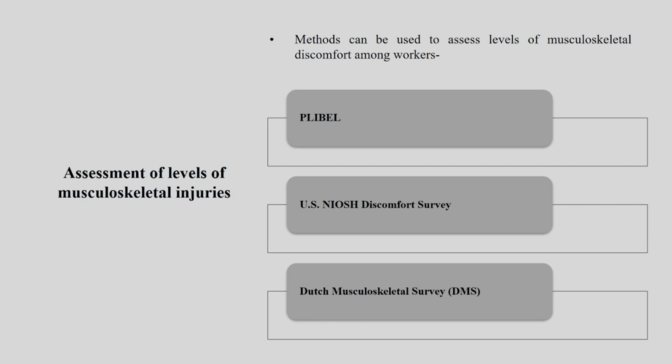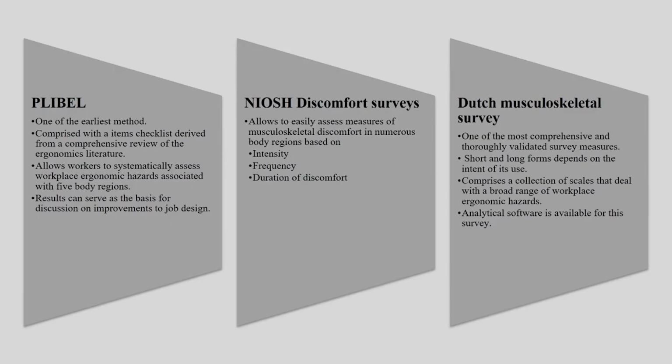So it is not possible that I will discuss all available tools; I will be discussing only the majorly used tools here: PLIBEL, the US NIOSH discomfort survey and the Dutch musculoskeletal survey. So let us understand what these are and what they talk about. Of course, I will take you through more detail in the next class.